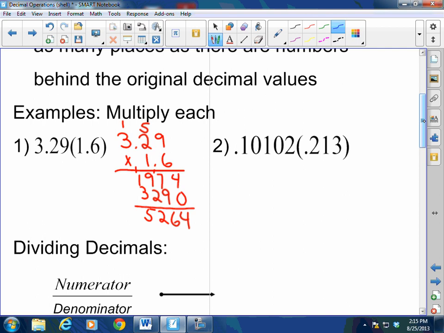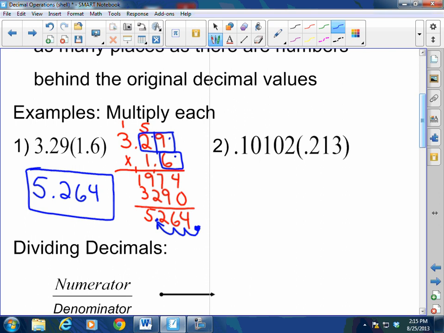But now I'm going to look at the original problem. I'm going to see how many numbers I have behind decimals. In this case, I've got 1, 2, 3 numbers. So, remember, every whole number has a decimal at the right. From the end of the number, I'm going to go 1, 2, 3 to the left, giving me the answer 5.264. So multiply as normal. Find out how many numbers are behind the decimal in the original problem, and then move that many spaces to the left.